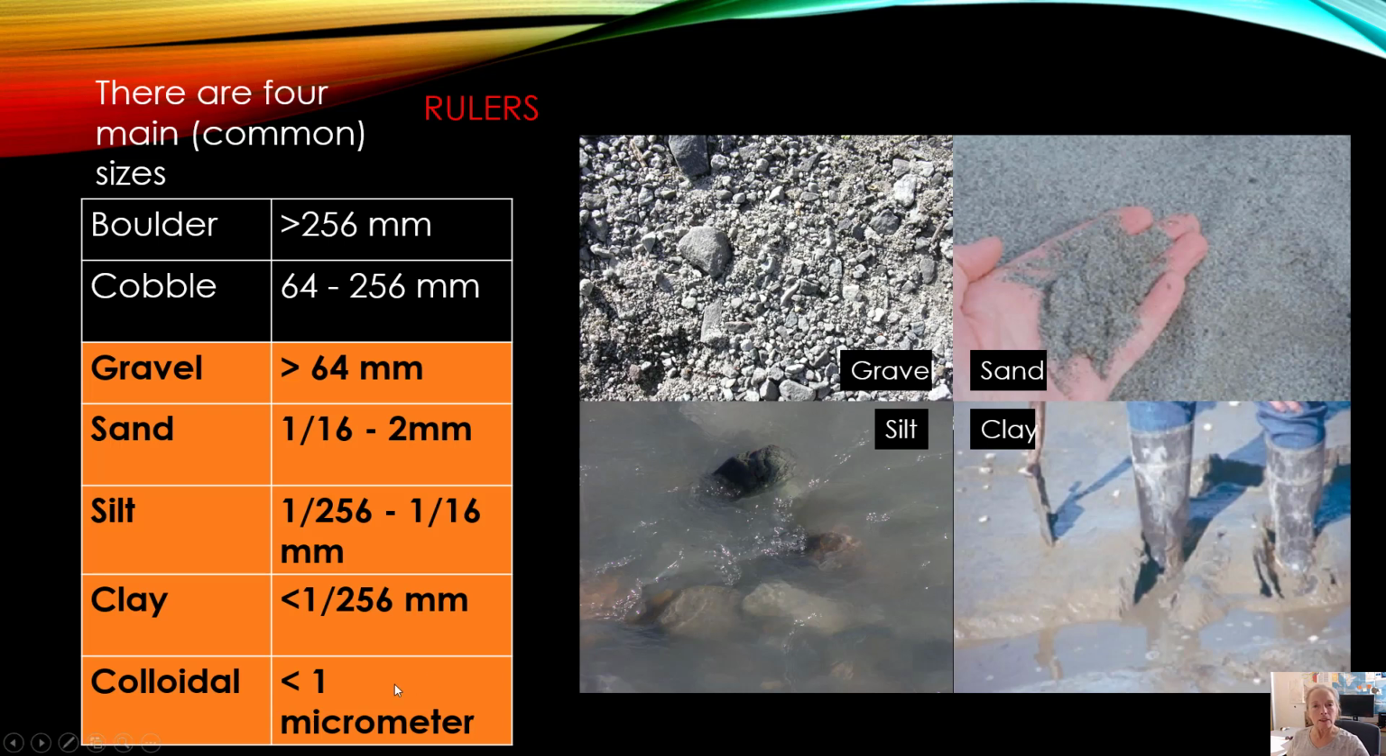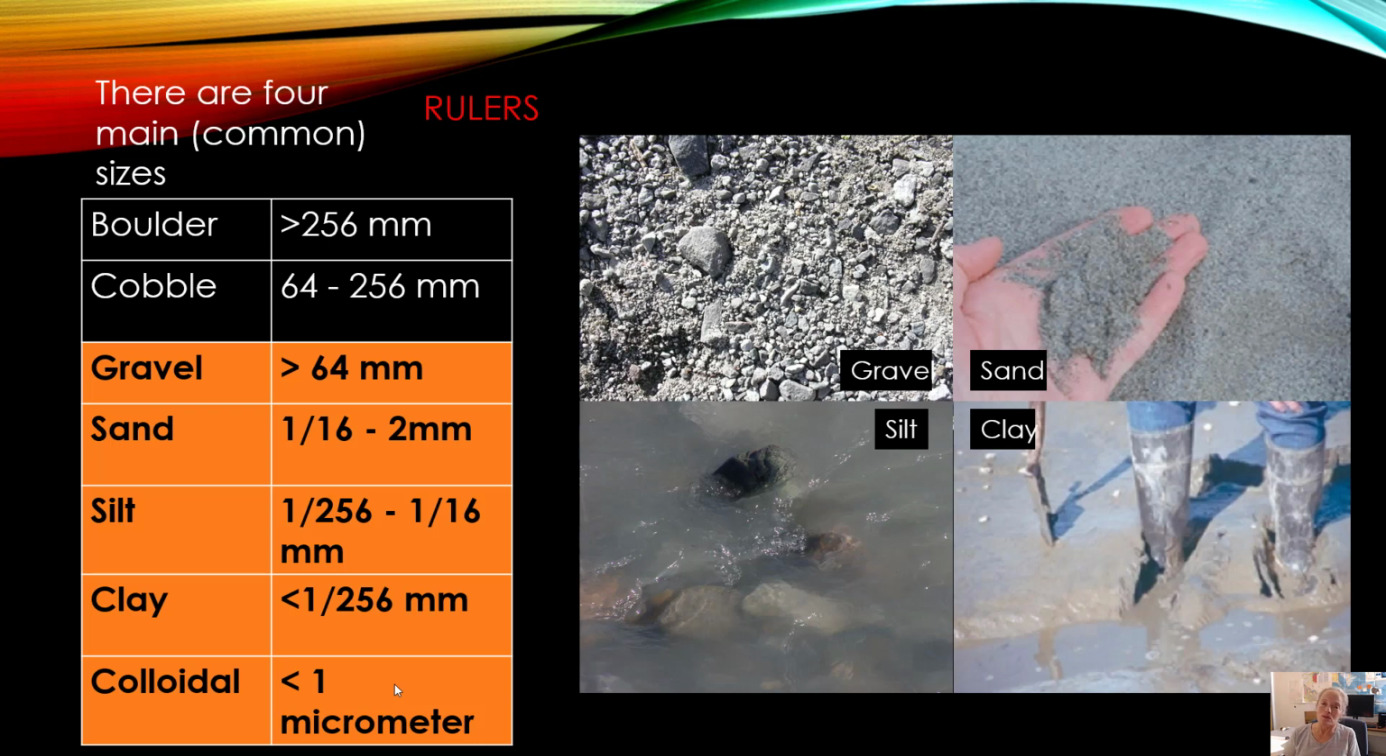Notice that colloidal is so small that it's less than a micrometer. What's a micrometer? It's 1/1,000,000th of a meter. So a meter, you know, is about this long, right? If you could divide it into 1,000,000 pieces, a micrometer would be less than one. So you can't see colloidal sediment.